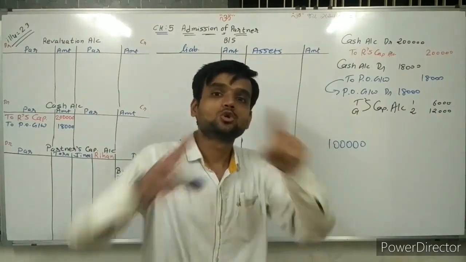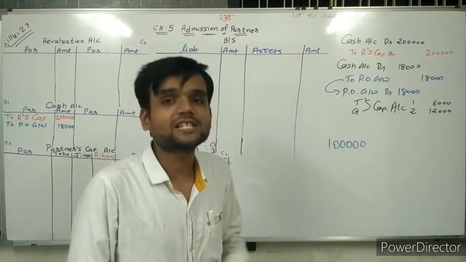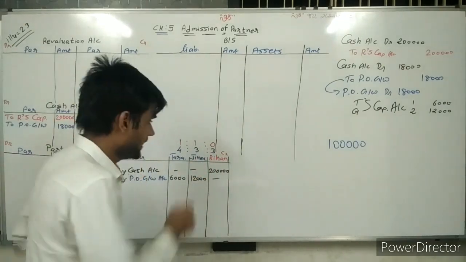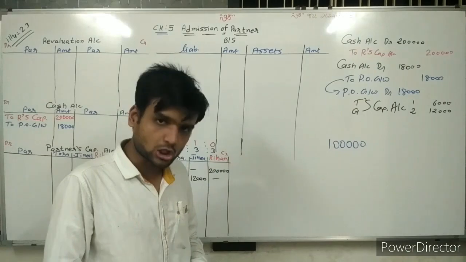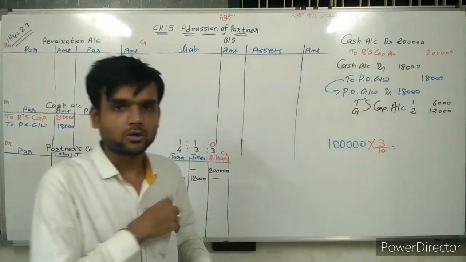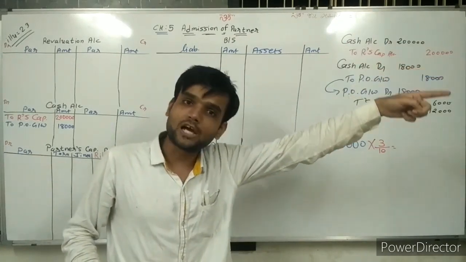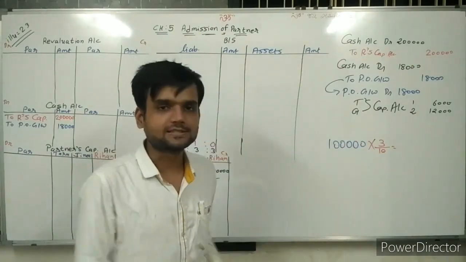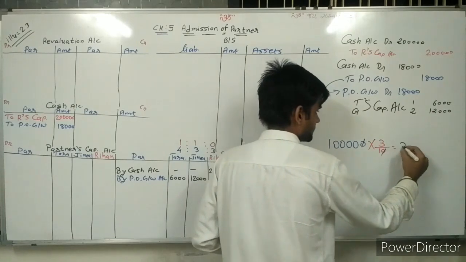Because 1 lakh rupees is what? The total amount of goodwill of the firm that is given in the adjustment. What is the portion of Rihan? Sir, Rihan will get 3 by 10. It means from this 1 lakh rupees also, Rihan should bring 3 by 10, because the total is 1 lakh rupees. From that, 3 by 10 is the portion of Rihan, the new partner. So the new partner should bring the 3 by 10 portion of this goodwill amount into the business. So how many rupees? Sir, 0 cancel. 3 ones are 3, 1, 2, 3, 4.